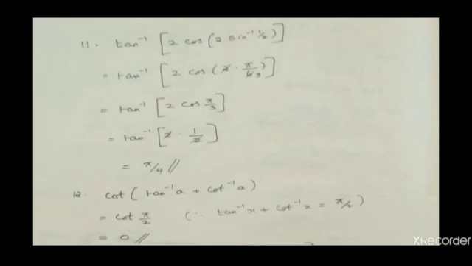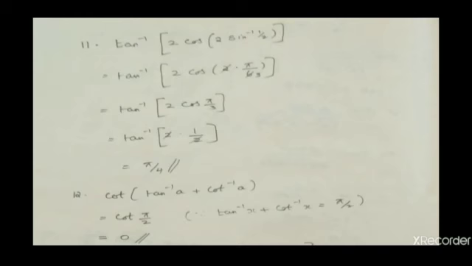Now write the cos pi by 3 value. Cos pi by 3 is 1 by 2. Now again 2 and 2 get cancelled. The answer is tan inverse 1. So what is the value of tan inverse 1? It is pi by 4. So these types of questions will come in 2 marks.